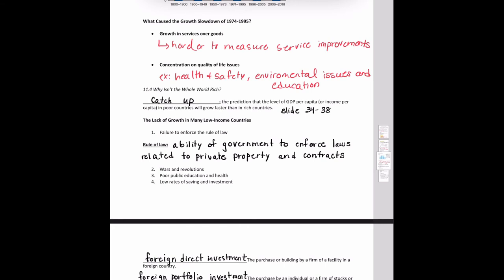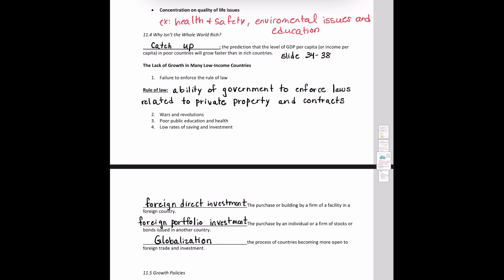The lack of growth in many poor countries is due to several things. One, the failure to enforce the rule of law. Two, wars and revolutions. Three, poor public education and health. And four, low rates of saving and investment. What is the rule of law? It's the ability of the government to enforce laws related to private property and contracts.